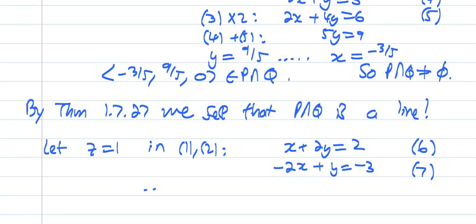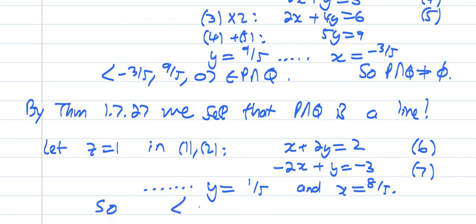So I'm going to leave it for you. Double equation 6 and add it to equation 7. If you do this, you end up getting that y is equal to, this time around, 8 over 5. And x is equal to, y works out to be 1 over 5. Apologies. And x will work out to be 8 over 5. So let's summarize. We get that the point x is 8 over 5, y is 1 over 5, z is 1, is sitting on both P and Q.